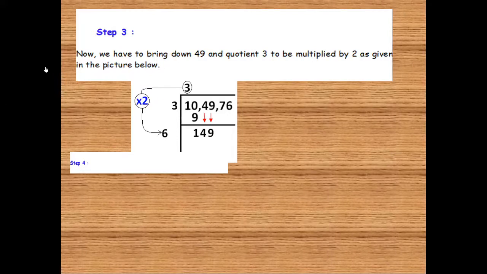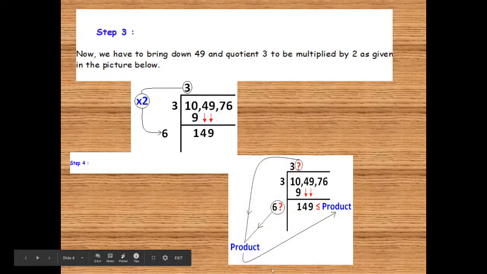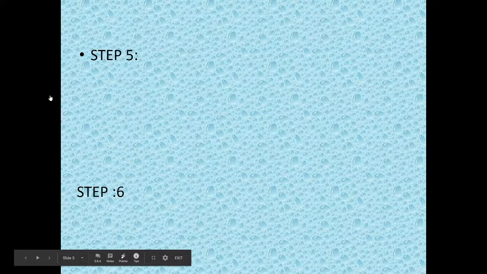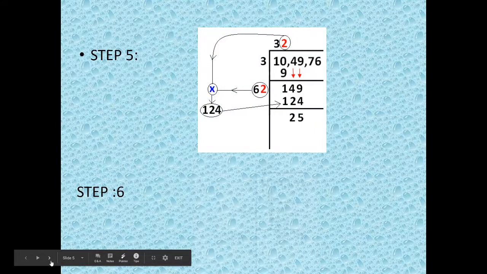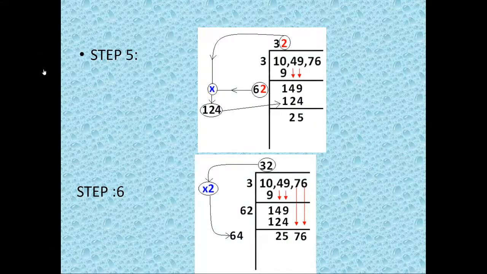So let us look at the next step, which is step 4. This is the same thing which I have done. We need to find a number which will be equal to 149. Find a number and multiply by itself, which is equal to 149. So let us look at that number which we're going to multiply. So the number is 2. Okay. 62 into 2 is 124.